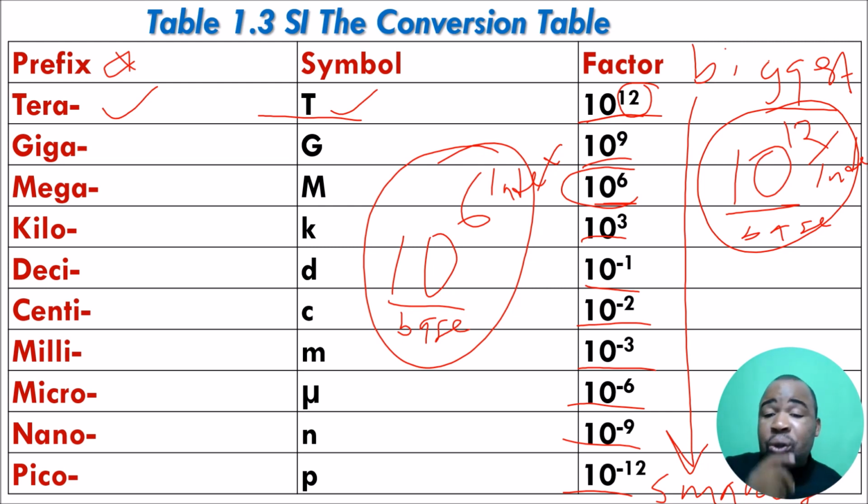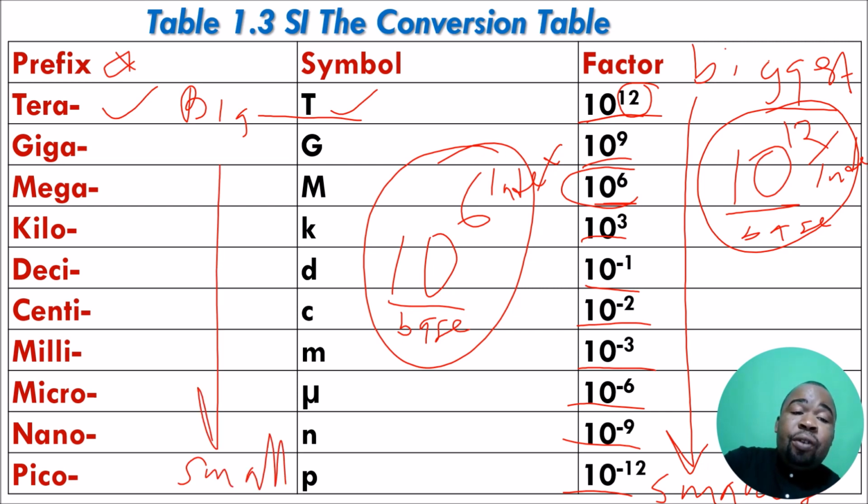Now, I want you to have a look at this. Take note, we have the biggest here and we have the smallest here. Very, very important. Very soon I'll be giving you big to small, small to big. What do you do if you're moving from small to big or big to small? So let's quickly try to solve some problems so that maybe we can understand how we use the conversion table to solve our problems. So here's an example.